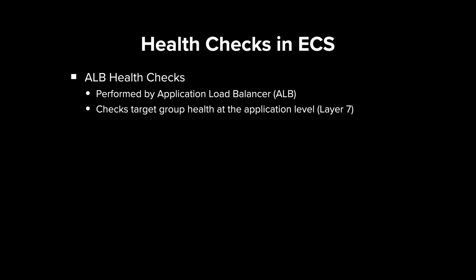ALB health checks operate at the application level, using Layer 7, HTTP or HTTPS requests to a target group endpoint. Based on the results, the load balancer determines which tasks or instances are healthy and should receive traffic, and which ones should be removed from traffic.